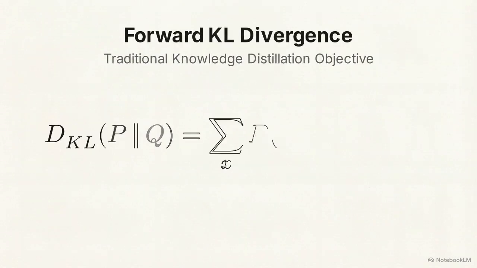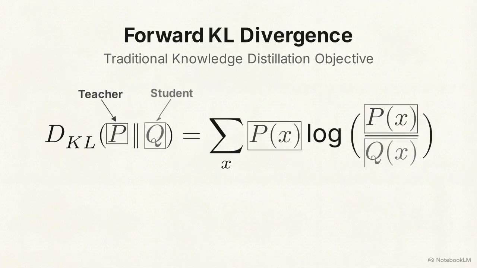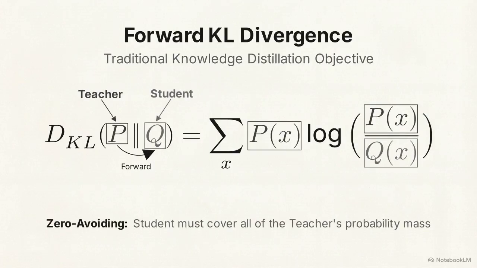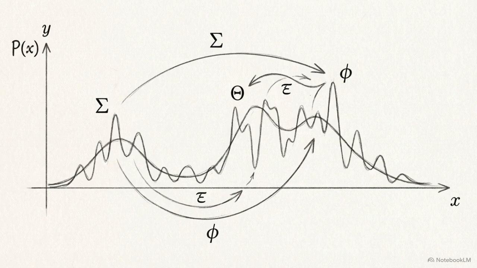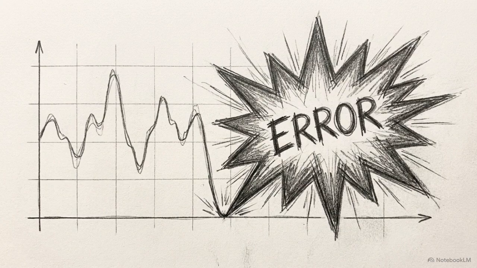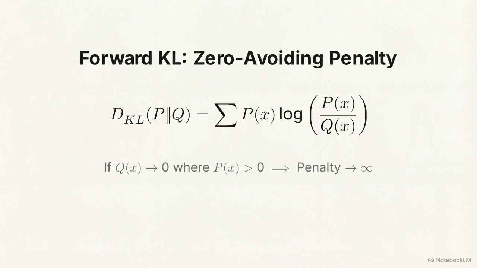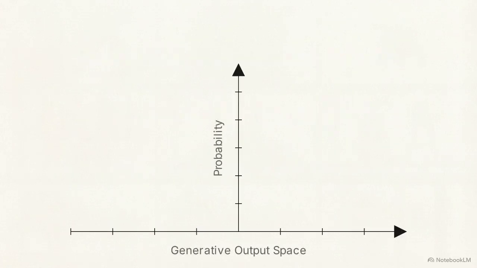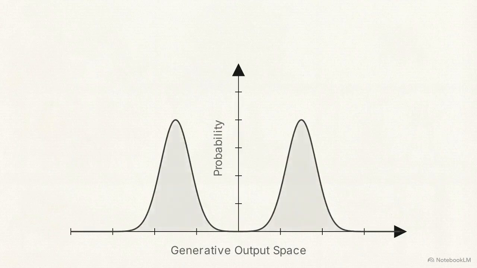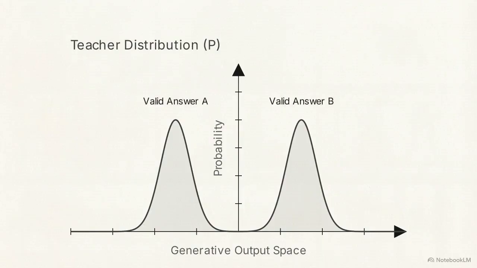This equation shows forward KL divergence, the default objective in traditional knowledge distillation. Forward KL is defined as a mean-seeking and strictly zero-avoiding metric. Being zero-avoiding means the formula severely punishes the student if it assigns a zero probability to an area where the teacher has any probability mass at all. We can visualize this behavior using a toy experiment mapping a Gaussian mixture. Here, this chart shows a teacher distribution with two distinct sharp peaks, separated by a wide flat valley, representing two highly probable answers.